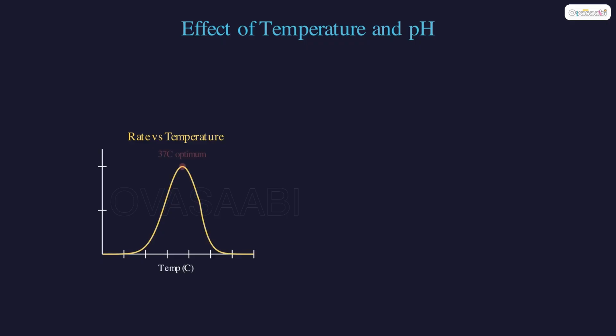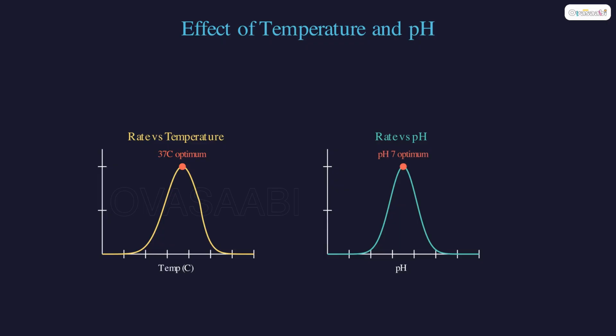Activity rises with temperature until about 37 degrees. Then enzymes denature and the rate crashes. Each enzyme also has an optimum pH where it works best.